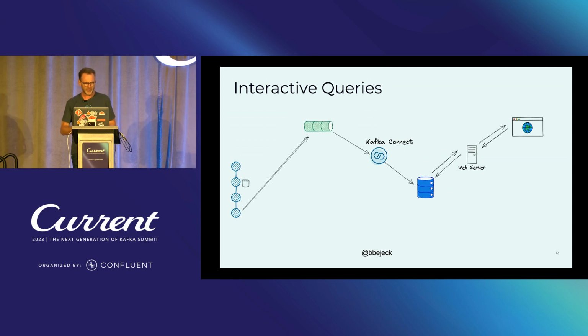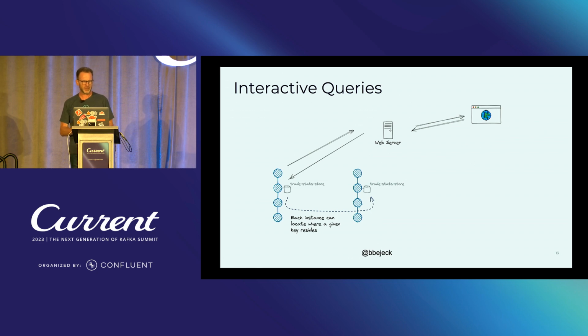What interactive queries gives you is the opportunity to possibly simplify your architecture, because you can directly query those state stores. So now you're going to send your REST request to the web server, which is going to turn around and query the state store.